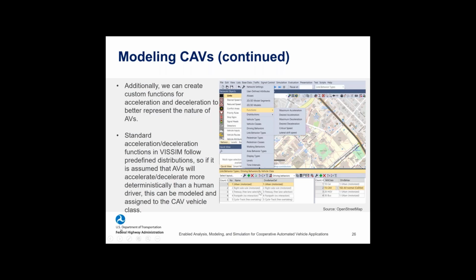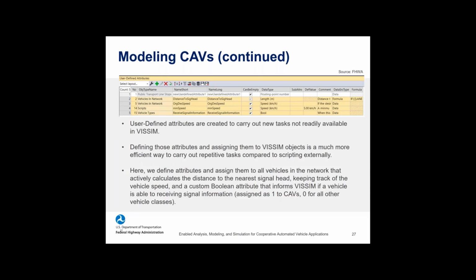As I just said, I was getting ahead of myself. And then, of course, Vissim has additional features that you can include, so you can create custom functions, acceleration and deceleration if you want to, and so on. Then what we did here is use user-defined attributes to carry out the new task not readily available in Vissim. Defining the attributes and assigning them to Vissim objects is a much more efficient way to carry out repetitive tasks. And then here we define attributes and assign them to all vehicles in the network that actively calculate the distance to the nearest signal head.